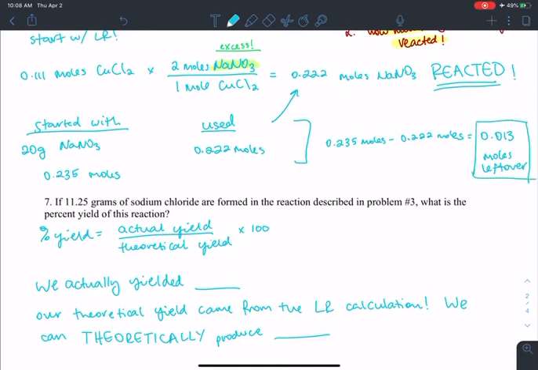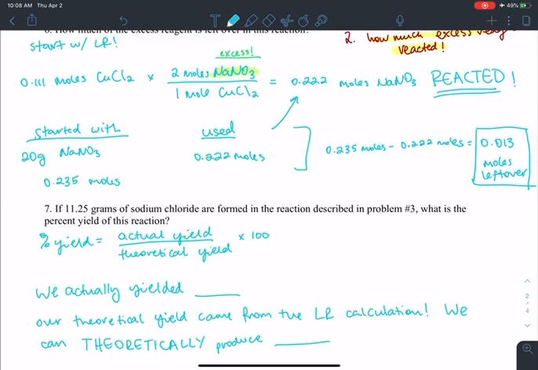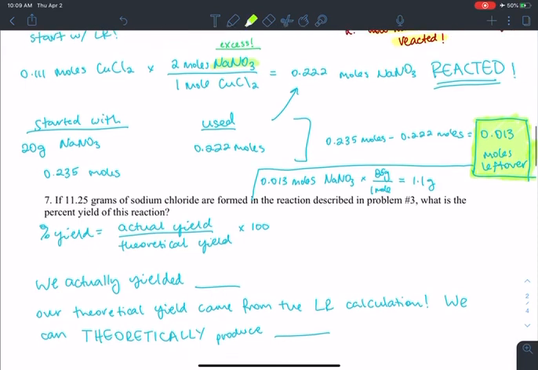Okay? And so this question just says how much excess reagent is left over. So we just solved for moles. You could convert that to grams if you wanted. So 0.013 moles of sodium nitrate times its molecular weight is 85 grams per 1 mole. That equals about 1.1 grams left over. But the important thing is that both of these answers are fine. It didn't specify whether or not it wanted you to solve in moles or not. But this is how much sodium nitrate, which is our excess reagent, is left over.